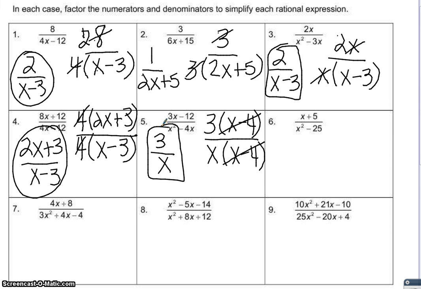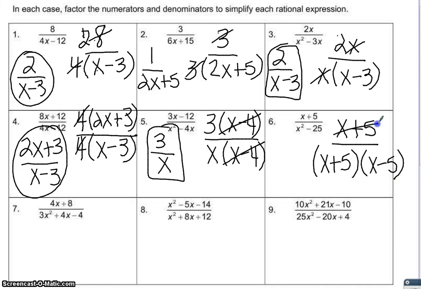Now let's look at number 6. My x plus 5 is going to stay the same because I can't factor anything out of my numerator. But my denominator is x squared minus 25. So here, remember, this is called a difference of squares. So I have x plus 5, and I have x minus 5. So my x plus 5's cancel. And what number am I going to put in its place if my numerator cancels? That's right, a 1. So I have 1 over x minus 5.